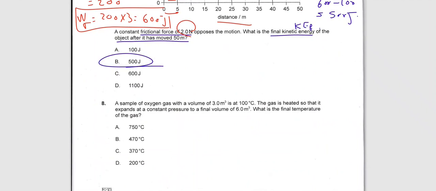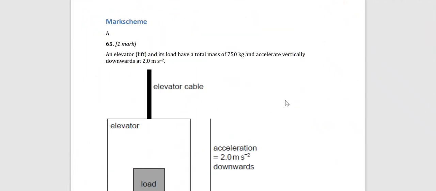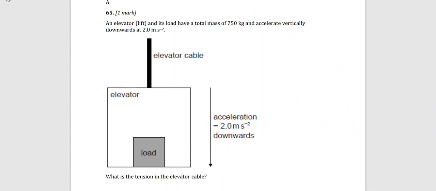Okay, let's continue with the worksheet. Last time we reached question number 65. Here we have an elevator. The elevator and its load have a total mass of 750 kilogram and accelerate vertically downward. So the direction of acceleration is downward, and the value of the acceleration is 2 meters per second squared. What is the tension in the elevator cable?